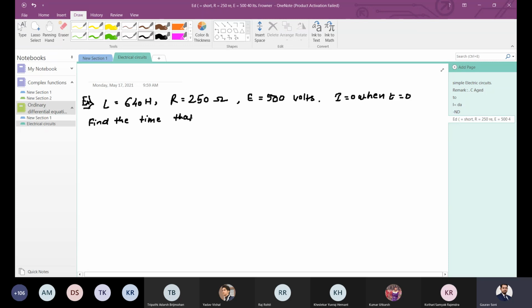that elapses before current reaches 90% of its maximum value.